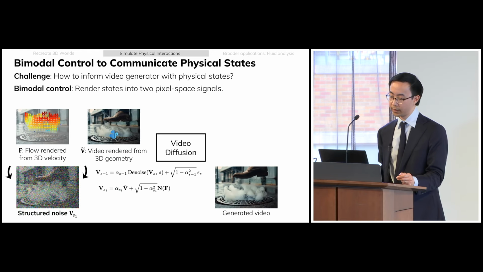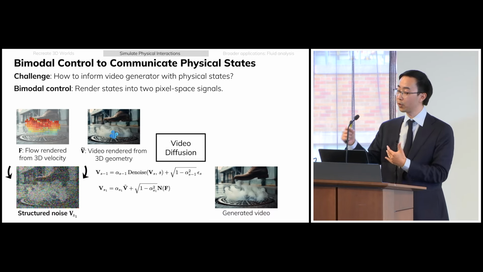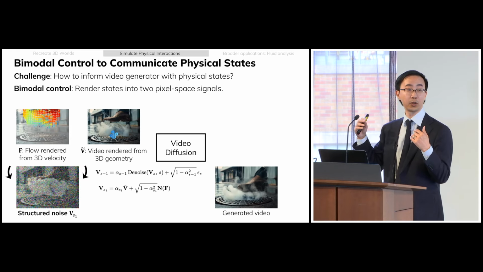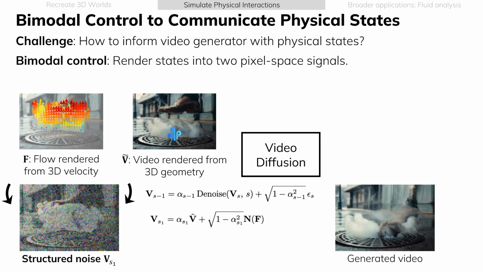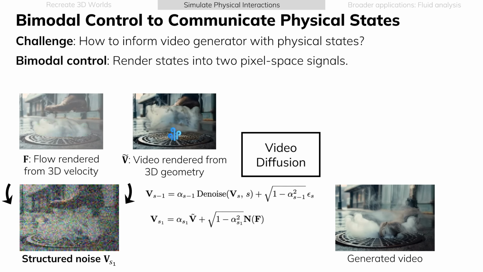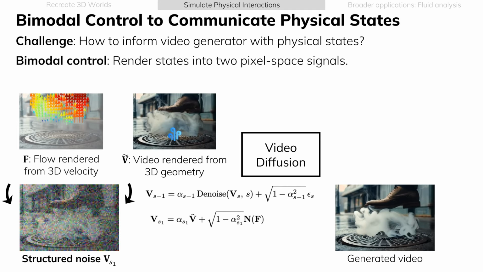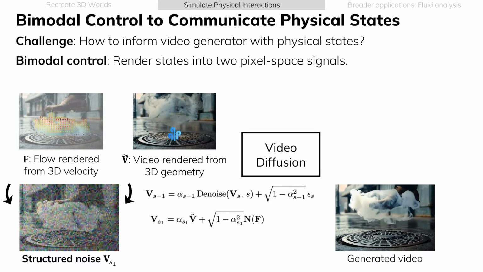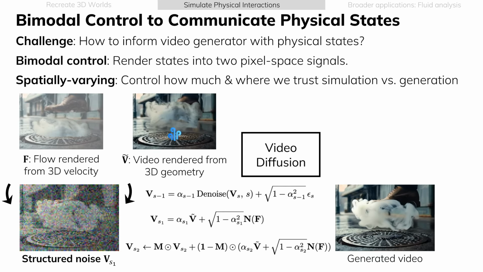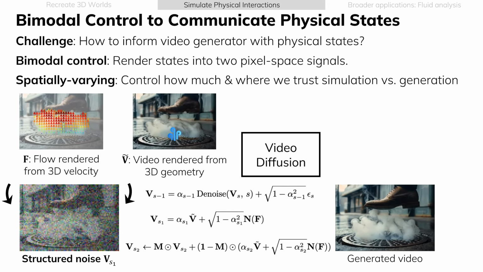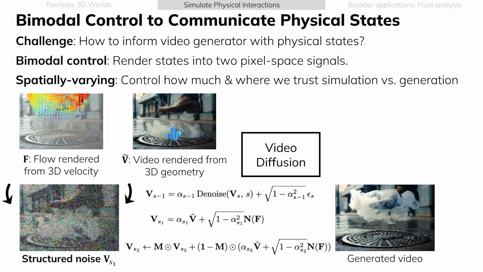And the second signal is the simulated appearance. So we render the coarse simulation into an RGB preview video. And we blend this video with the modulated noise. Now, using this structured noise, we can substitute the random noise to pass in these two signals to video models. Right? And with these two channels of information, the video model is informed of the prediction from the simulator and refines it. Now, finally, there's an interesting point. That is, we can actually further control how much and where we trust simulation versus we trust the generation.